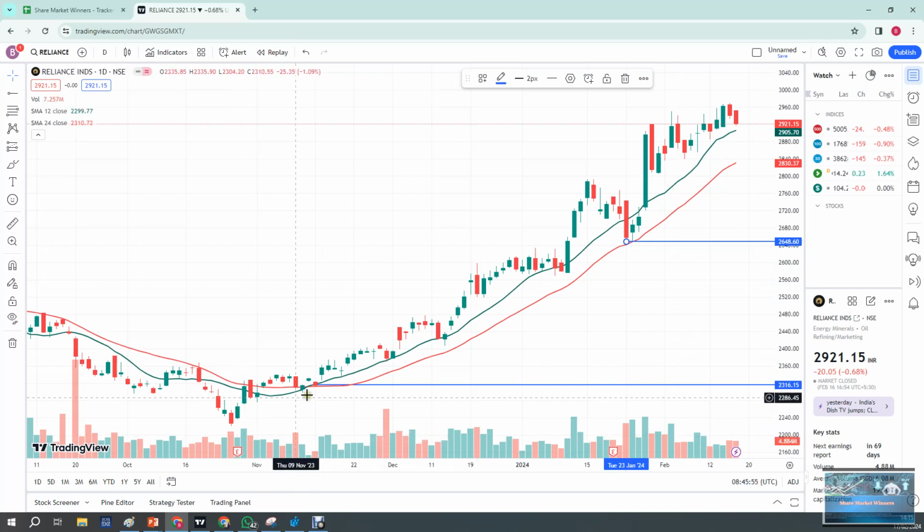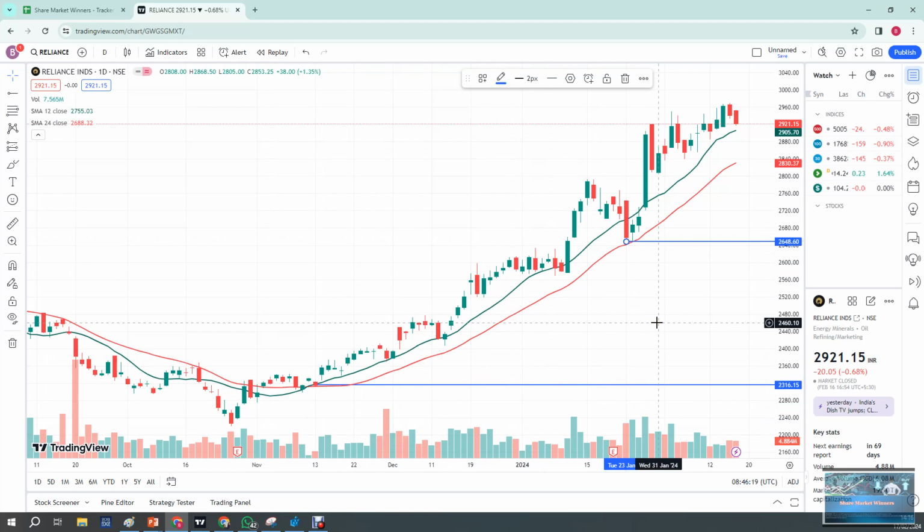Okay, I would say from mid-November until the first week of January, this price has moved in a good upward trend, where if you would have invested, you would have made a good profit.